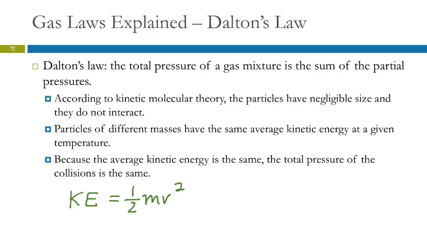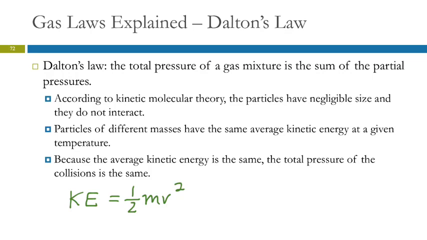Two particles with different masses can have the same kinetic energy. What that means is if the mass is larger, the velocity is less. If the mass is smaller, the velocity is greater. So small gas molecules will be moving faster on average than large gas molecules, but they all have the same kinetic energy.